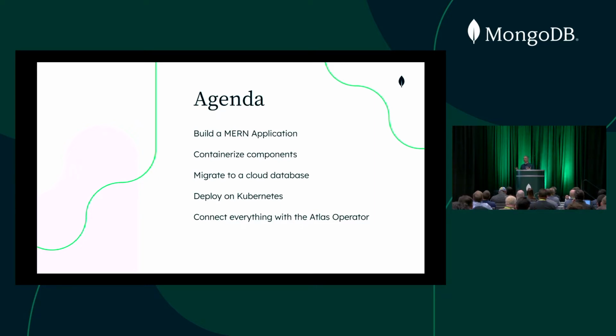Once we have everything running locally in our development environment, we'll containerize everything and get ready to deploy all of that into production. Finally, we'll migrate everything, because of course we'll be using a database in a container for starters, but then we'll migrate everything to a cloud database. Surprise, surprise, it's Atlas. Then we'll deploy everything on Kubernetes, and we'll connect to our Atlas cluster using the operator. So this is what we're going to cover today.